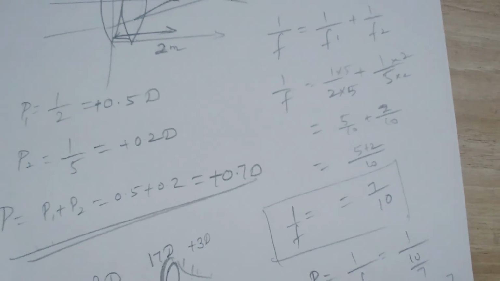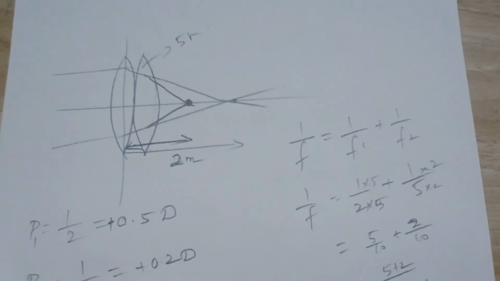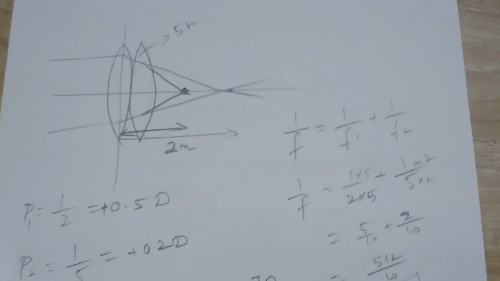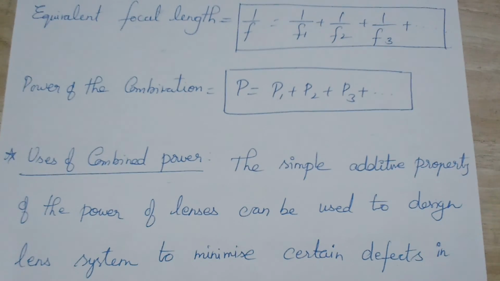Okay, so this is how this power of combination of lenses works out, right? So I hope it is clear. So in next class we'll see some of the numericals in the power of the lens. Okay, thank you.